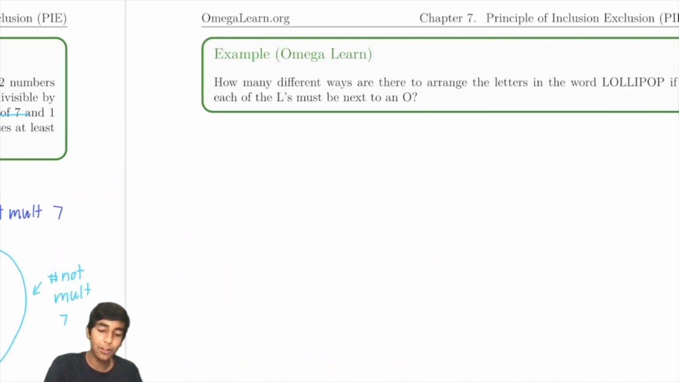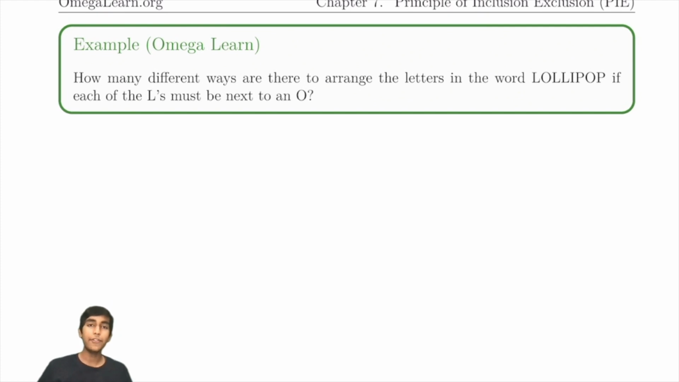Okay, let's now solve this problem. How many different ways are there to arrange the letters in the word lollipop if each of the L's must be next to an O? This is interesting. This seems like a word rearrangement problem, not PIE, doesn't it?